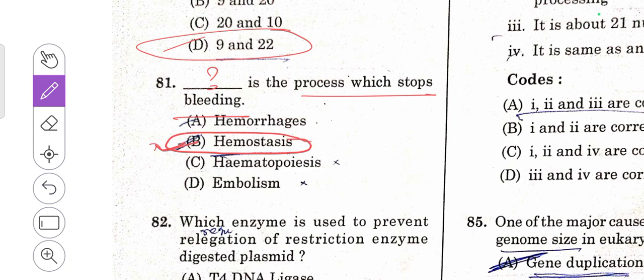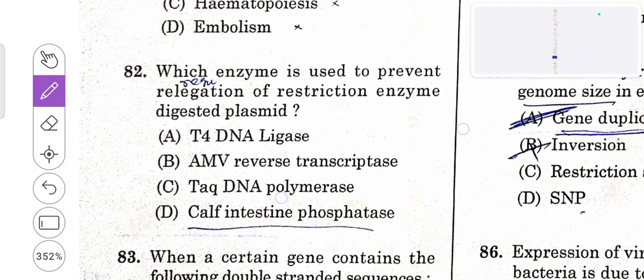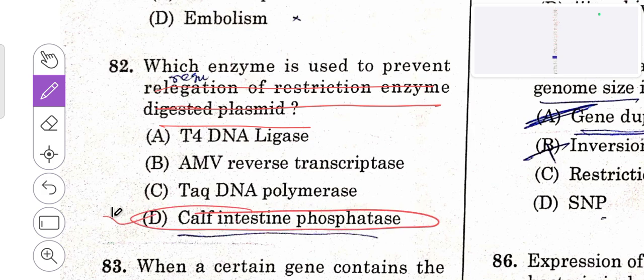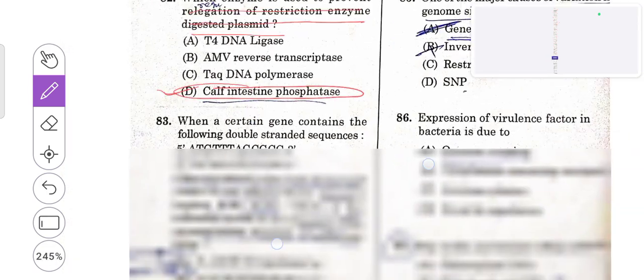Hemostasis, homeostasis, two different words. Here, stopping of blood or bleeding is done. That process is called hemostasis. The next question, 82. Which enzyme is used to prevent religation of restriction enzyme digested plasmid? So that is calf intestine phosphatase is the answer.